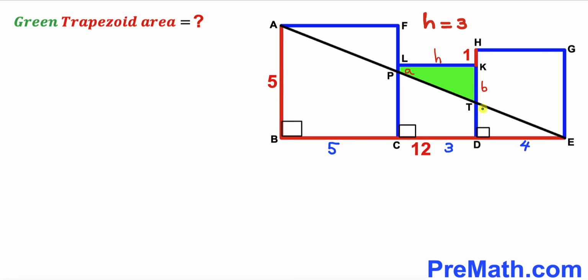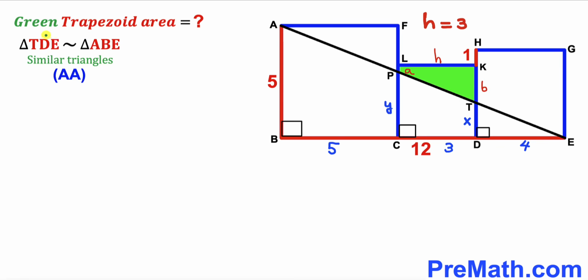And now our task is to calculate this segment TD length, and likewise this segment PC length as well. I'm going to label this side length as x and this side length as y. And now we are going to find the value of x and y. And now let's make an observation.